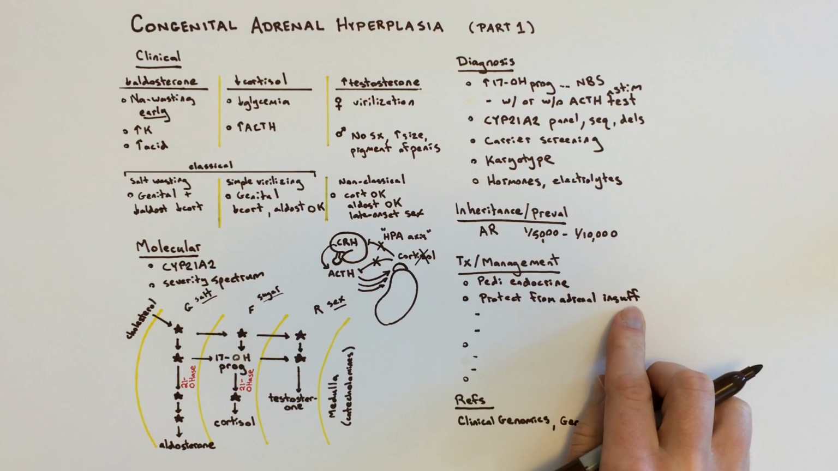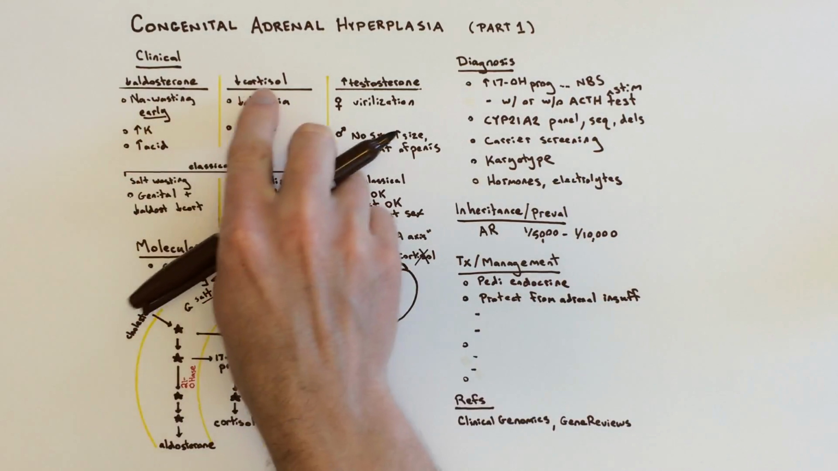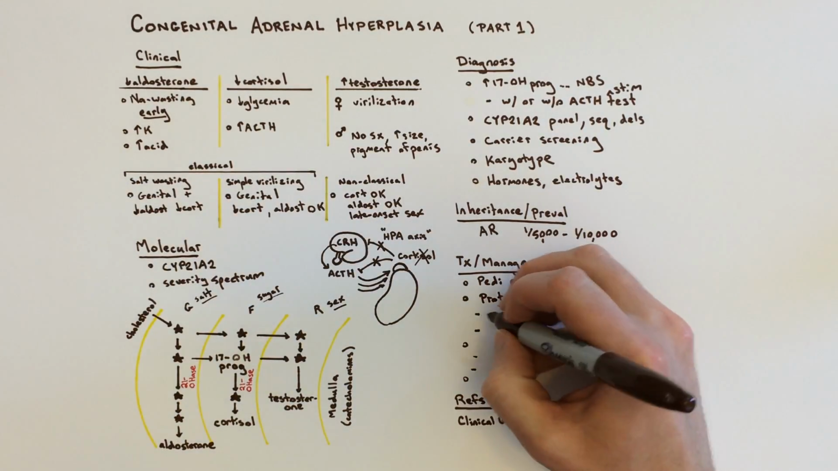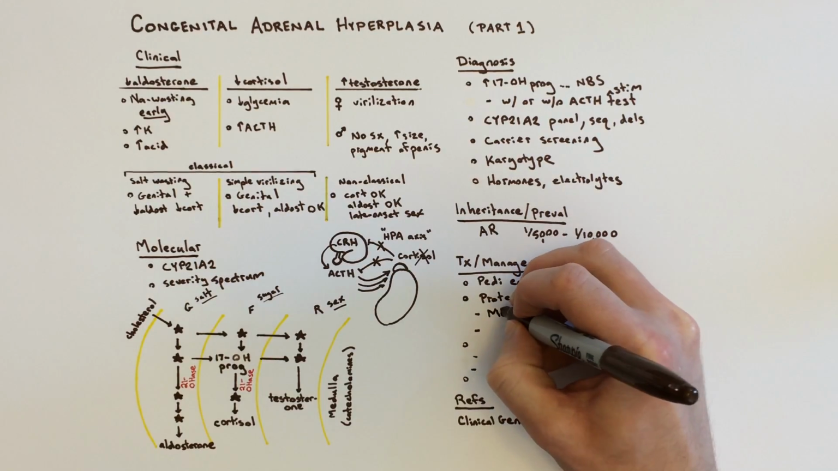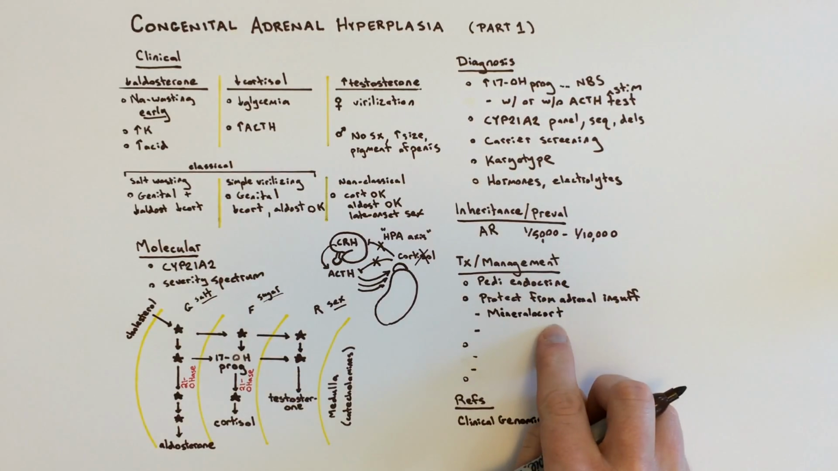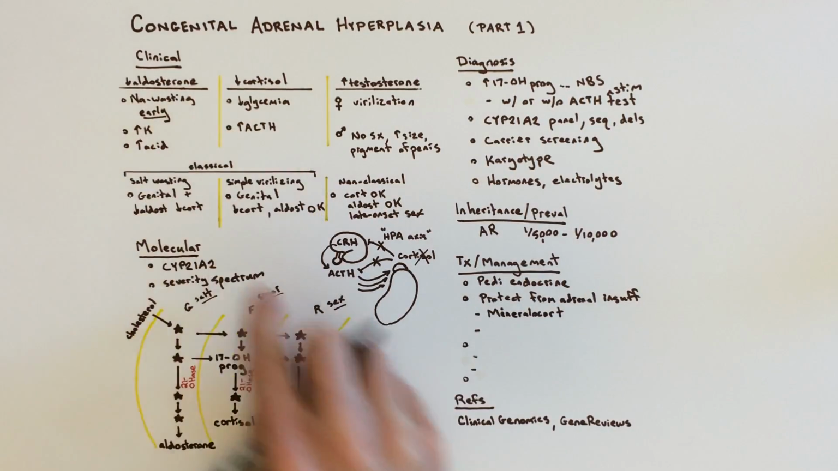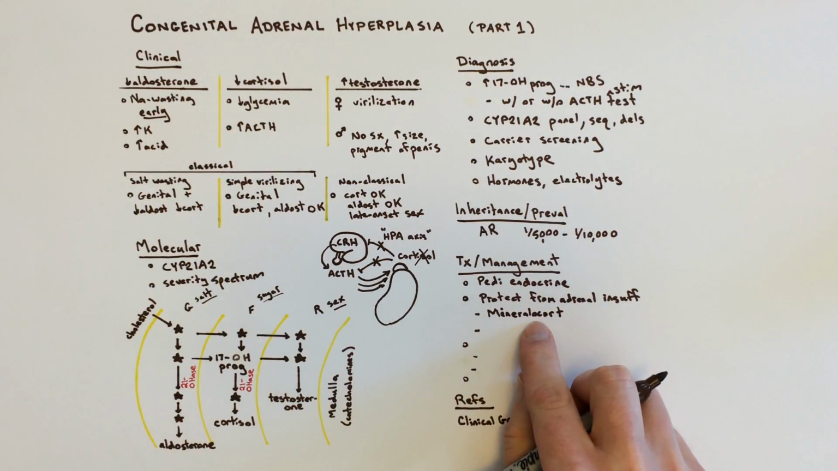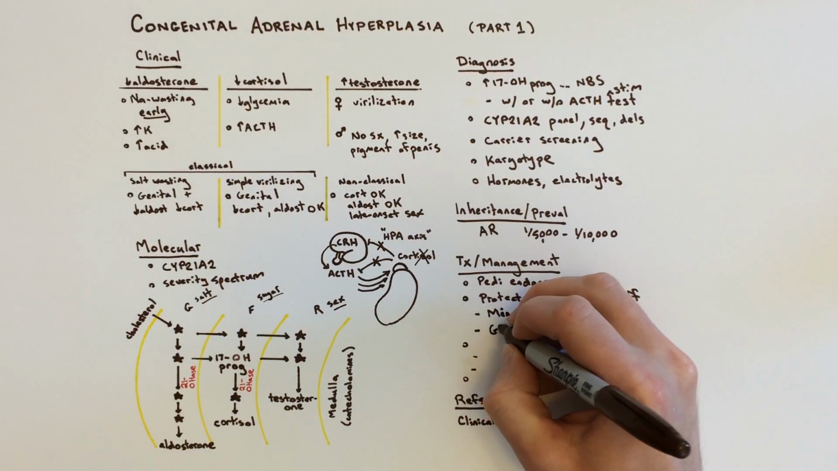So the two things that were insufficient from the adrenal gland were aldosterone and cortisol. So let's give them a mineralocorticoid like aldosterone. The one that you prescribe is called fludrocortisone, and that's only if the patient is salt wasting.